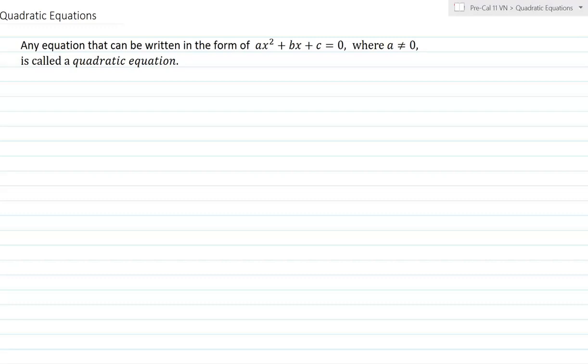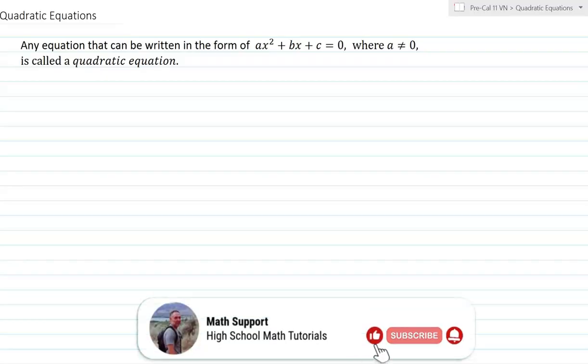Hello again. We are continuing with the new chapter, quadratic equations, and in this chapter we are going to navigate through different methods of solving quadratic equations. Before that, we need to define what a quadratic equation is, and then we go ahead and look at some of the methods.